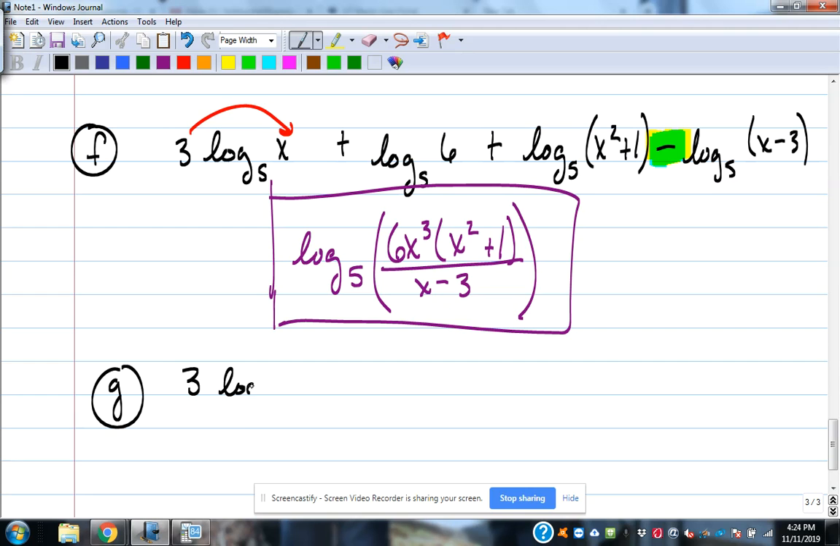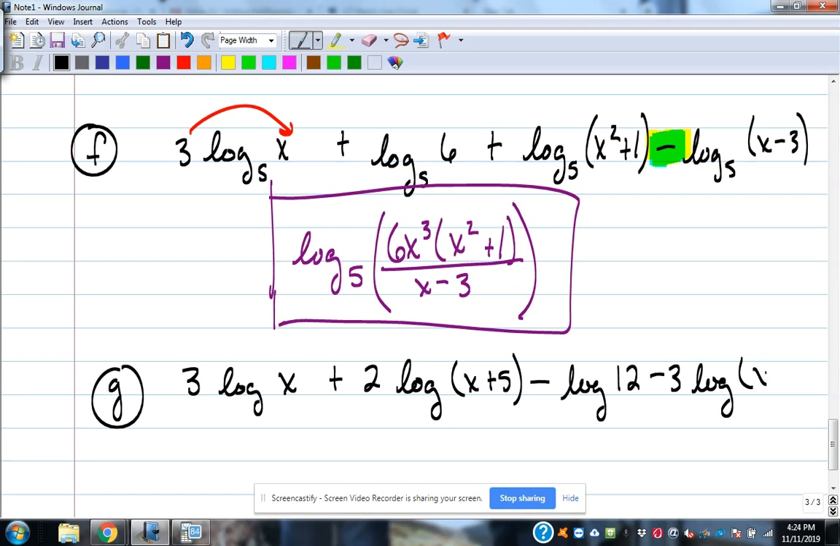3 log base 10 of x plus 2 log base 10 of x plus 5 minus log base 10 of 12 minus 3 log base 10 of x minus 2. And remember, if it's log base 10, they don't have to write that 10 there. It's just understood to be there. So that's a plain log. We know it's log base 10.